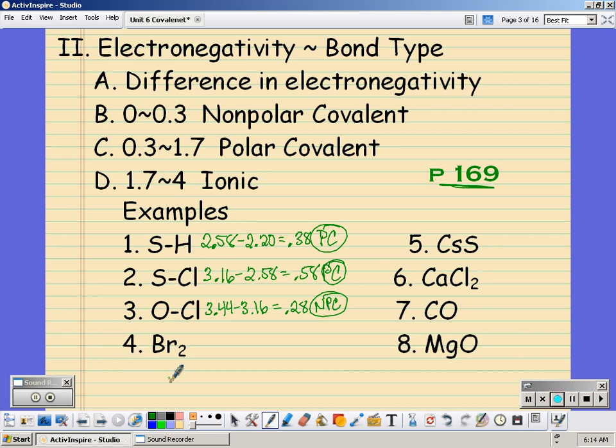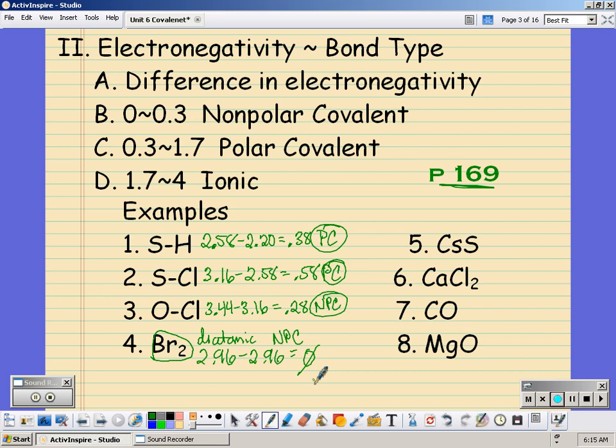Number 4 is not a trick question. Hopefully you recognize this as a diatomic, and all diatomics are nonpolar covalent. So how does this work with electronegativity? You're actually subtracting the same value twice. So bromine is 2.96, and we would say minus 2.96 because the bond is happening between two bromine atoms. So we'd actually get a value of 0.